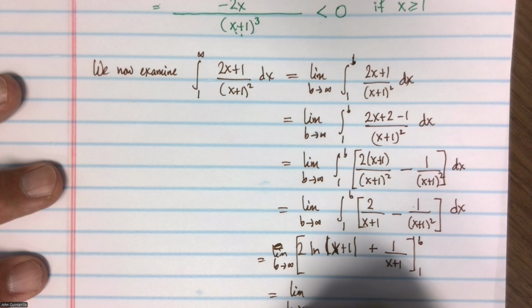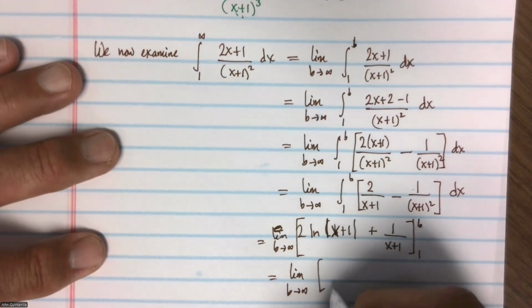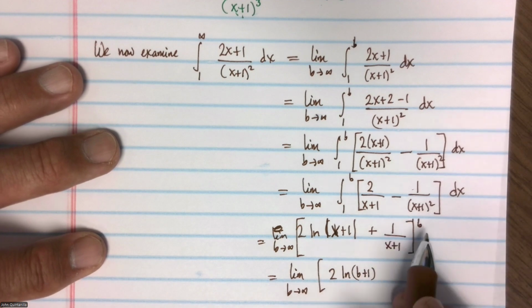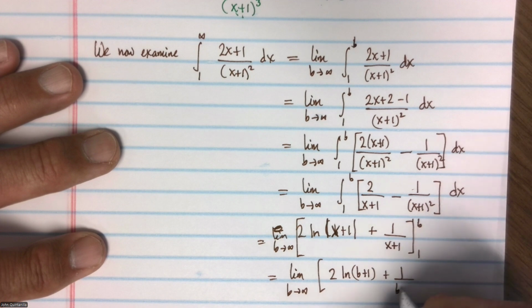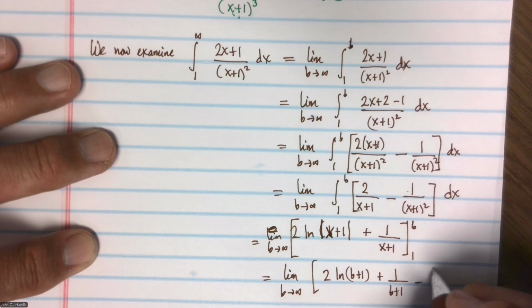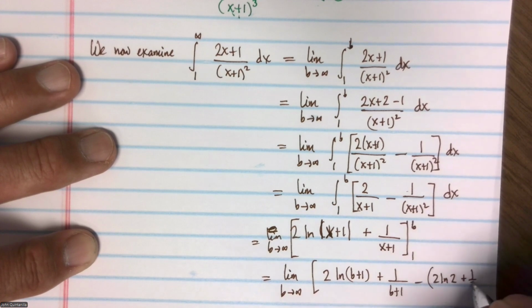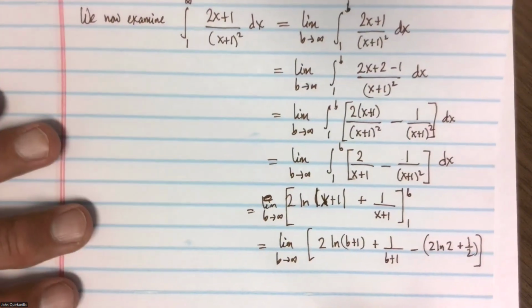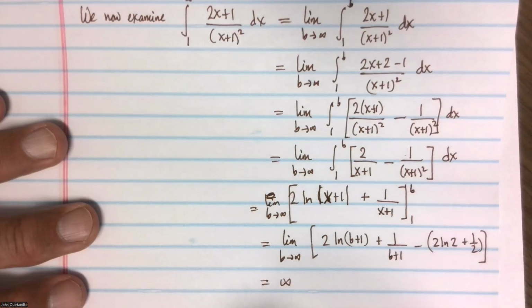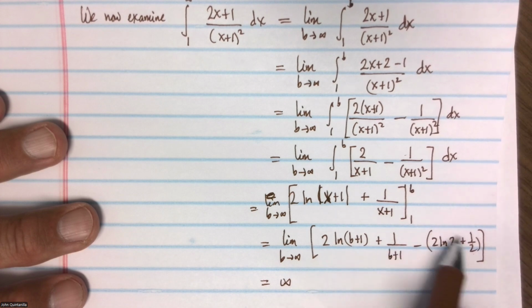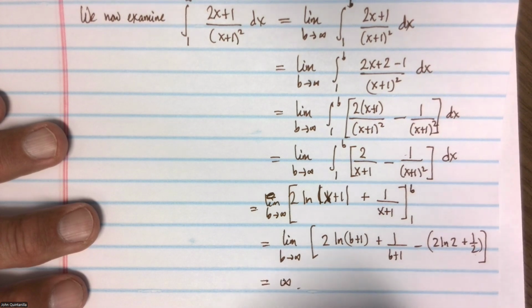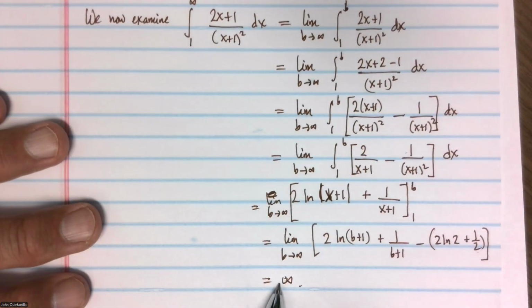So the limit as b goes to infinity of 2 times the natural log of b plus 1, and I can get rid of the absolute value signs because b is positive, plus 1 over b plus 1, minus 2 times the natural log of 2 plus 1/2. Okay, now that is equal to infinity. This blows up. That goes to 0. That's a constant. So this part here is a constant, but this blows up, and so the answer here is going to be infinity. So this integral diverges.